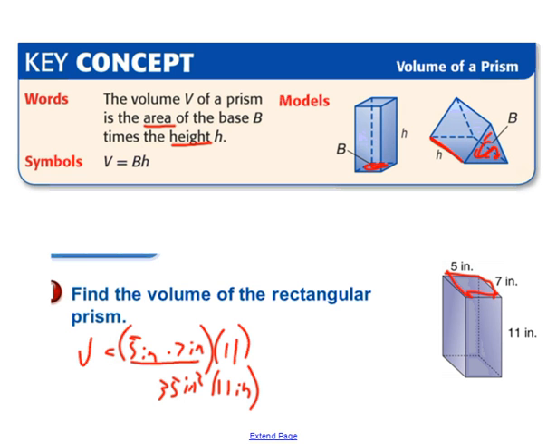35 times 11, I'm going to just look at a calculator to make sure. 35 times 11 is 385 inches, sorry, inches cubed. 385 inches cubed for that one.